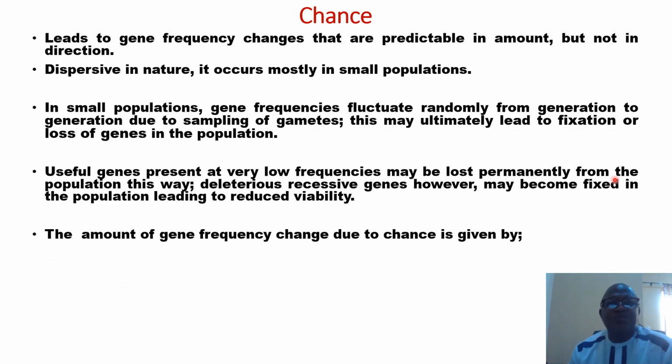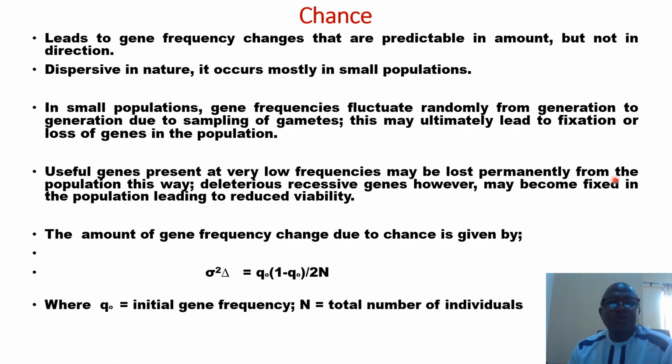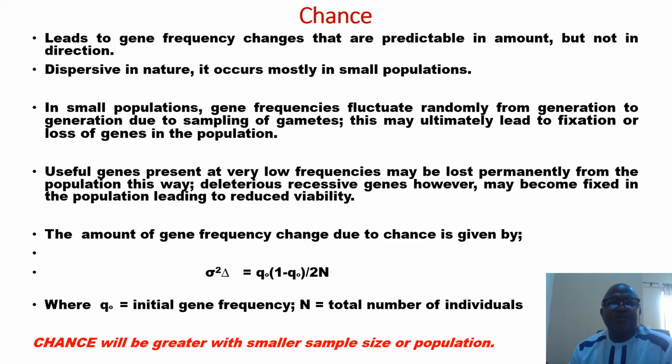So the amount of gene frequency changes due to chance is also given by this formula, where Q is the initial gene frequency, and N is the total number of individuals. So chance will be greater with smaller sample size or population.